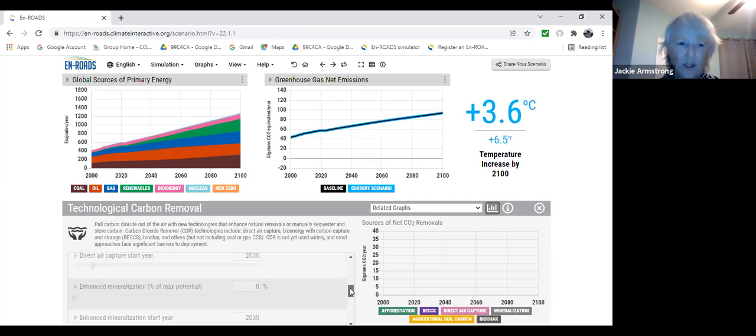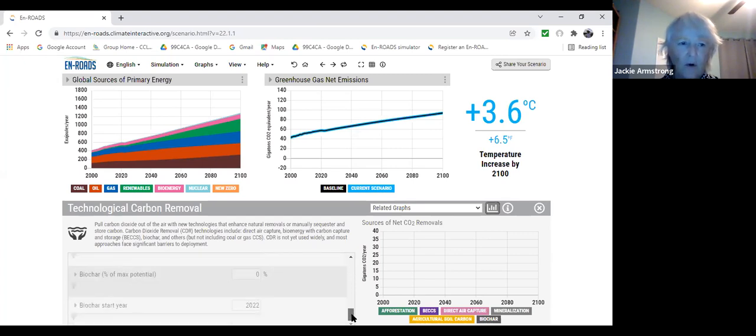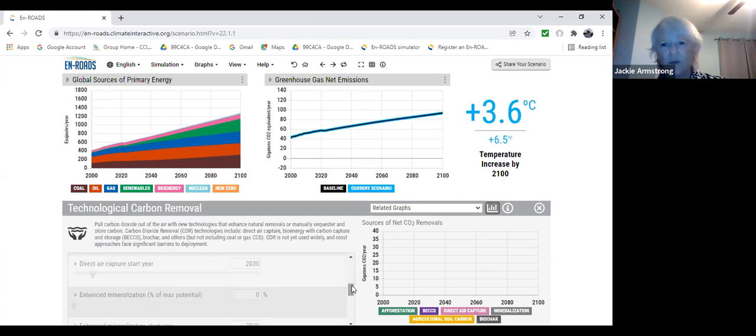On the Iowa issue, I don't know that any of you are interested in my personal point of view. En-ROADS doesn't take a point of view. It just says this is one tool, and you can use carbon capture and storage to take carbon out of the air.